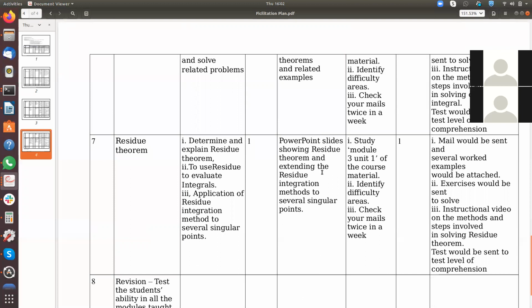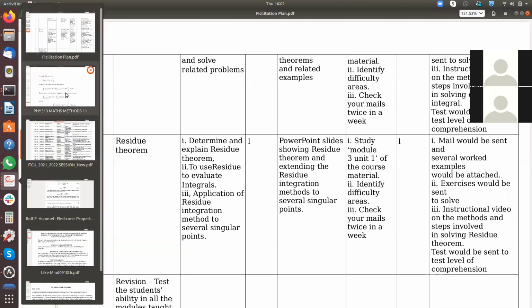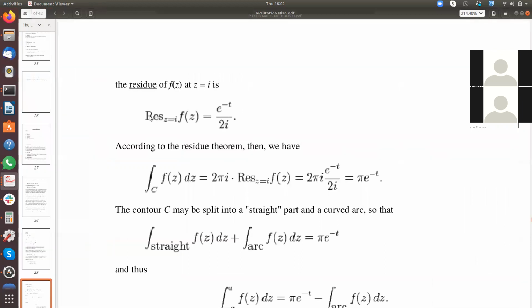So what are the things we are likely to be discussing? We shall be discussing the concept of the residue theorem and how to use it to evaluate integrals. Then by next week, we shall be looking at the application of the residue integration method to several singular points. If you have any question on what we have discussed so far, you can ask me before we proceed. Any questions?